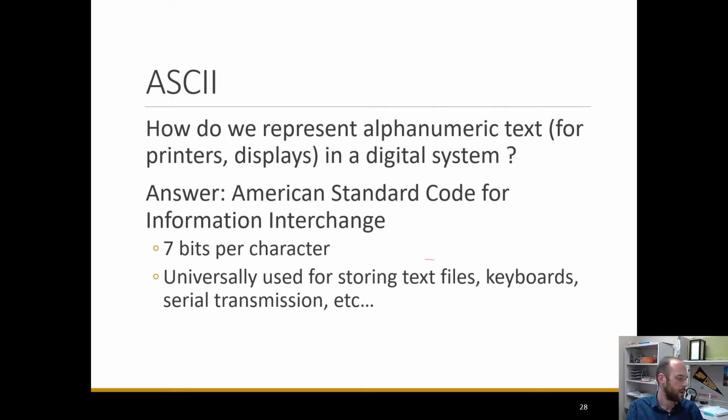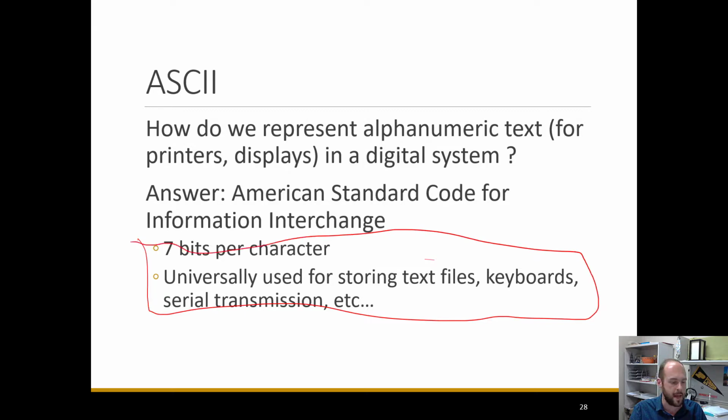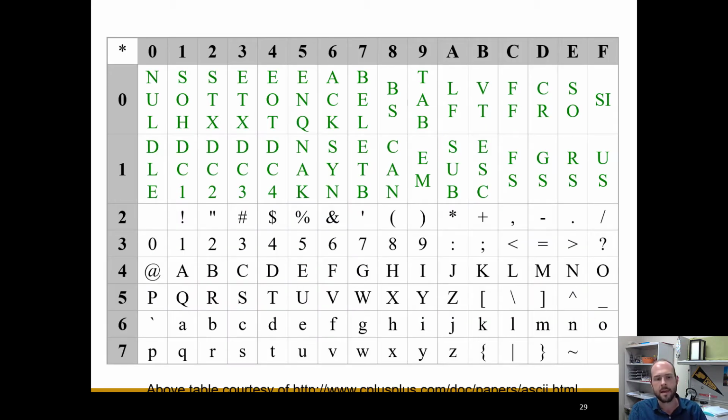Another question is, how do we represent alphanumeric characters, meaning text that you might type on your keyboard, and also the actions like space, backspace, delete? And the answer is the American Standard Code for Information Interchange, or ASCII. Each character is assigned 7 bits that represent that character. This table is one version here. You can Google image ASCII table and find many versions of this.